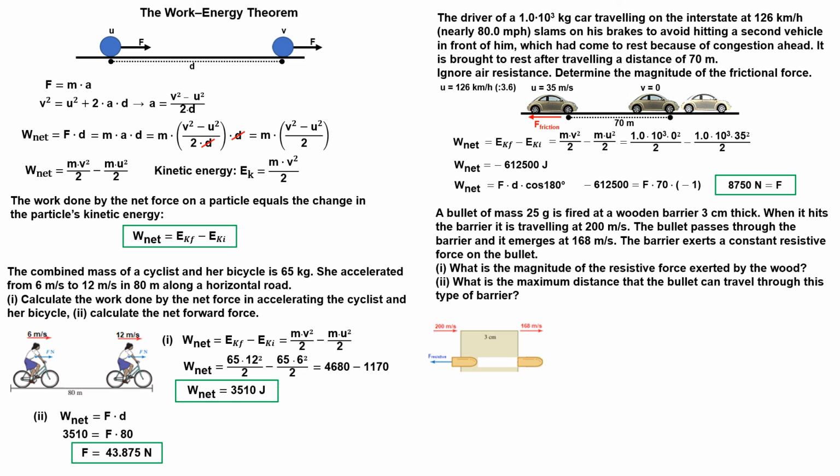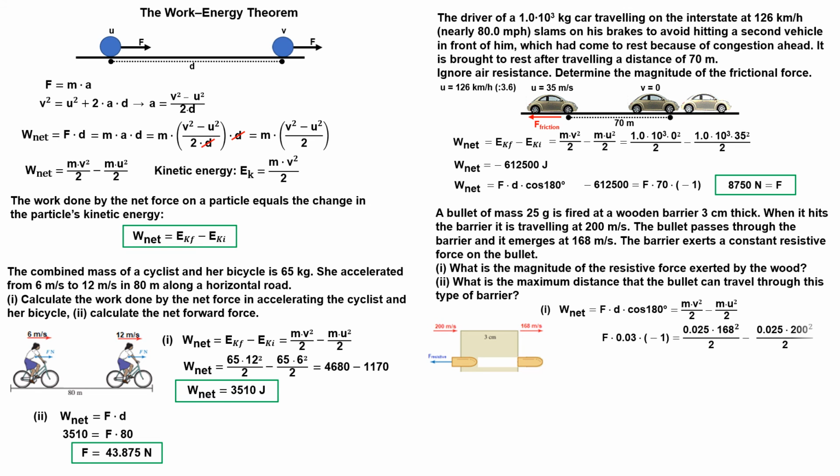For the sake of simplicity, we assume the only force doing work is the resistive force, which acts in the opposite direction to the motion. The work done by the force is defined as the product of the force and the distance moved in the direction of the force. Since the bullet is moving in the direction opposite to the net resistive force, the work done by this force is negative.